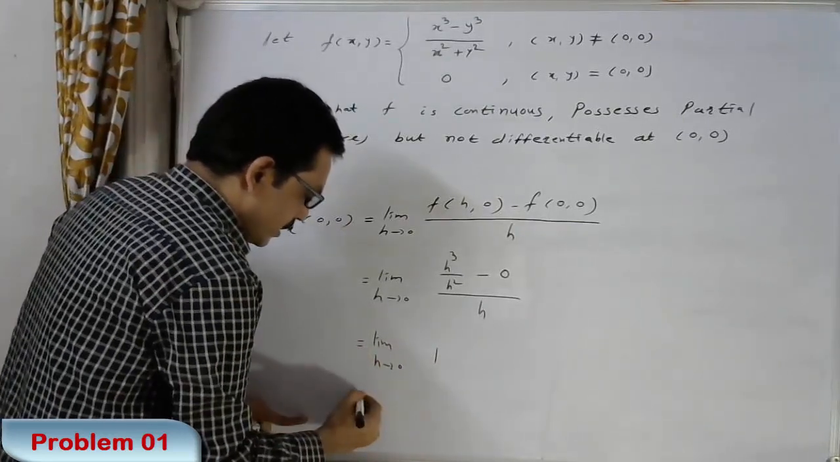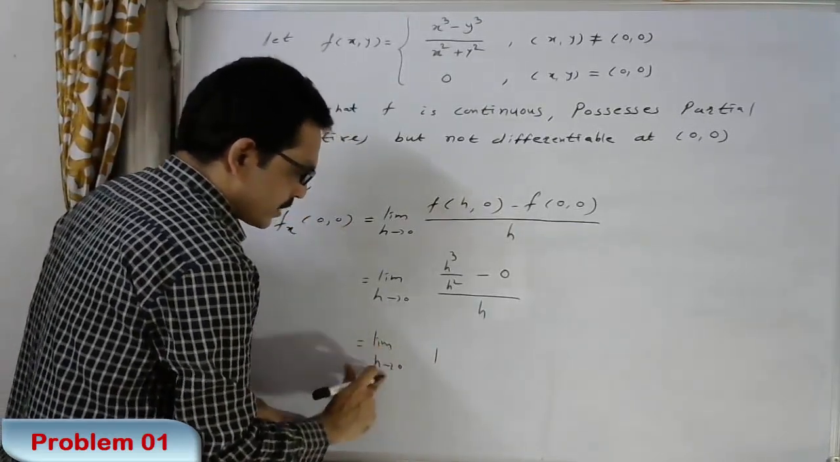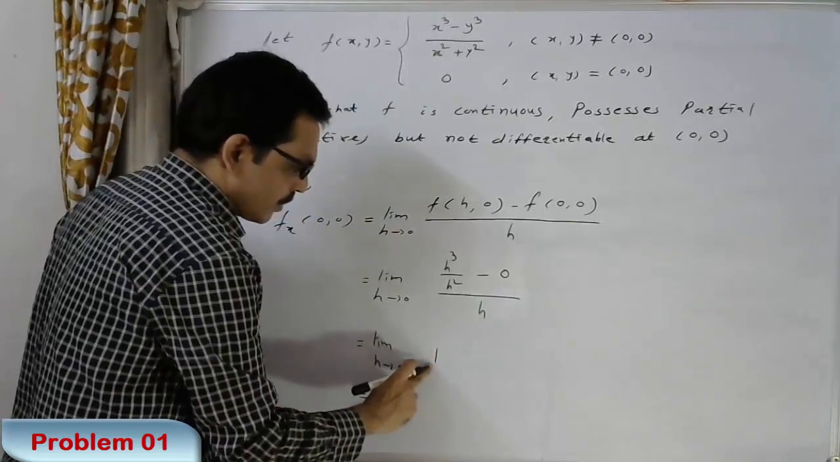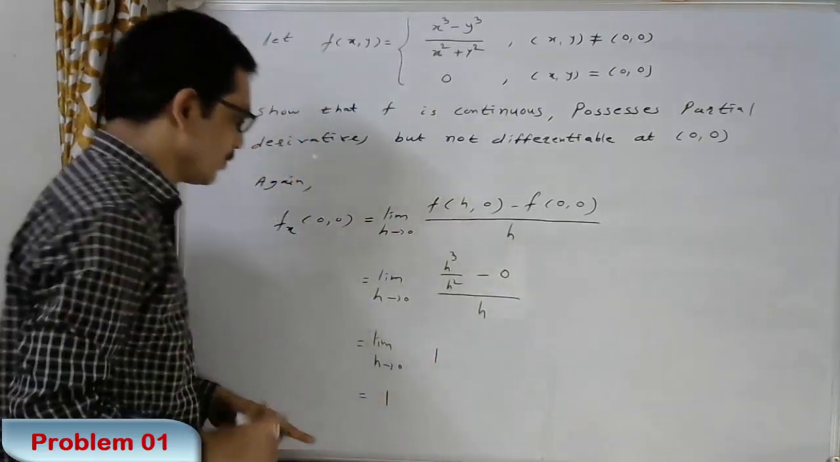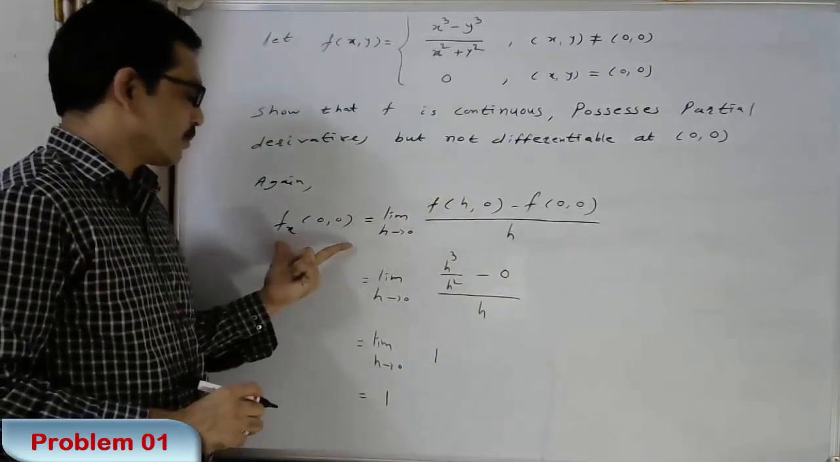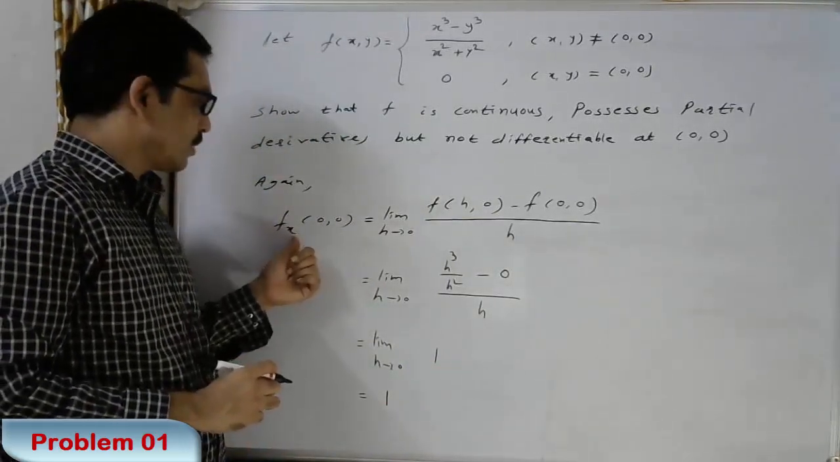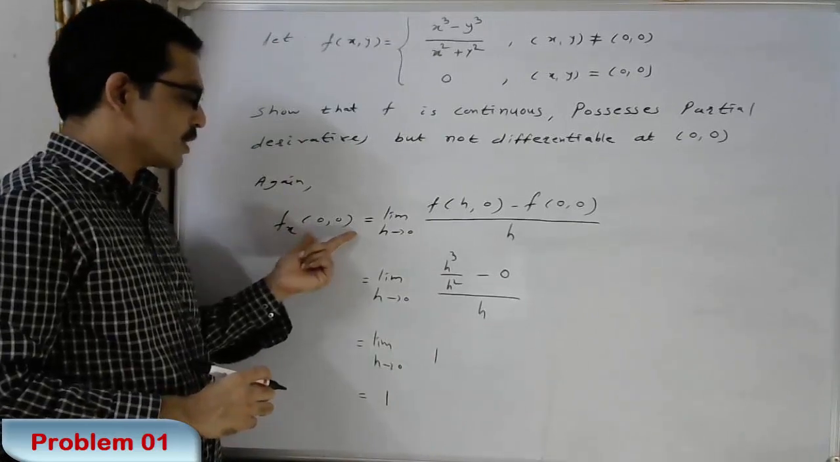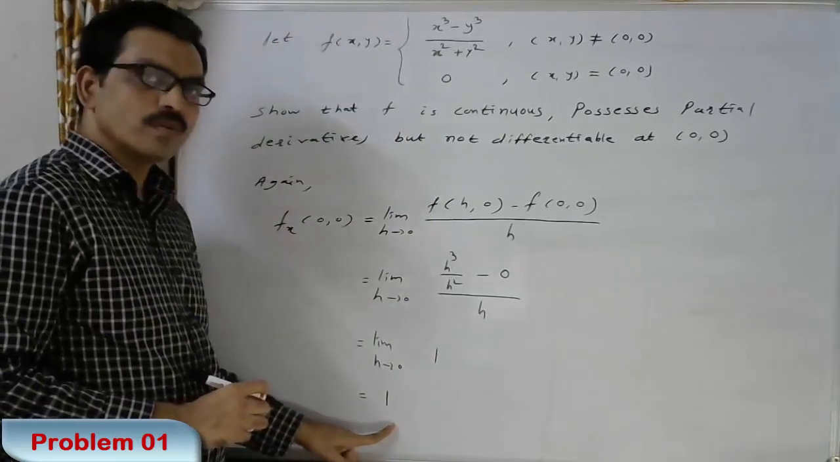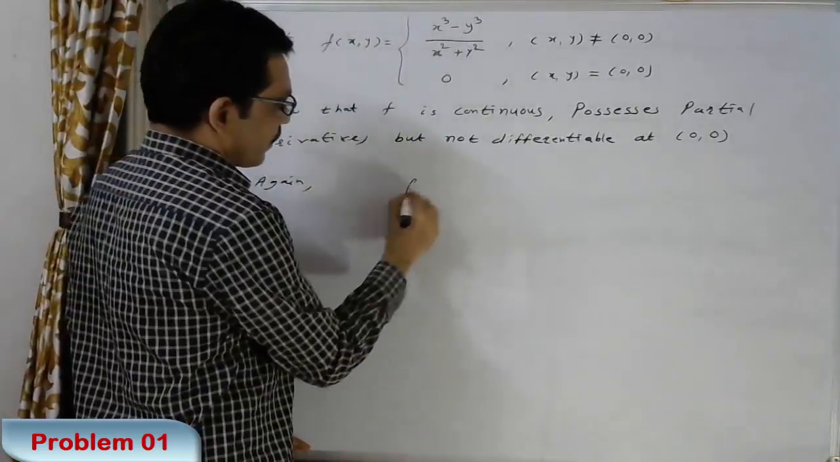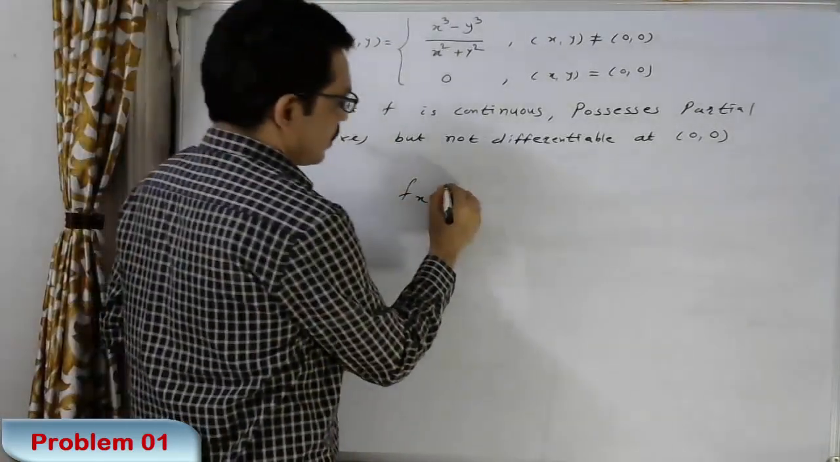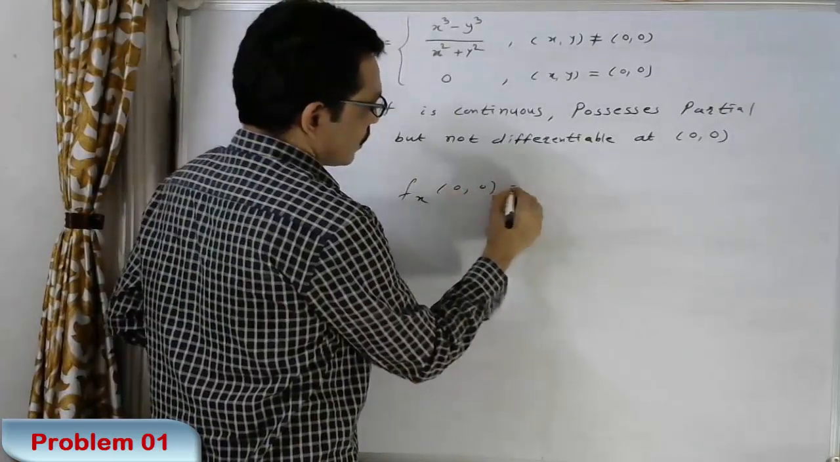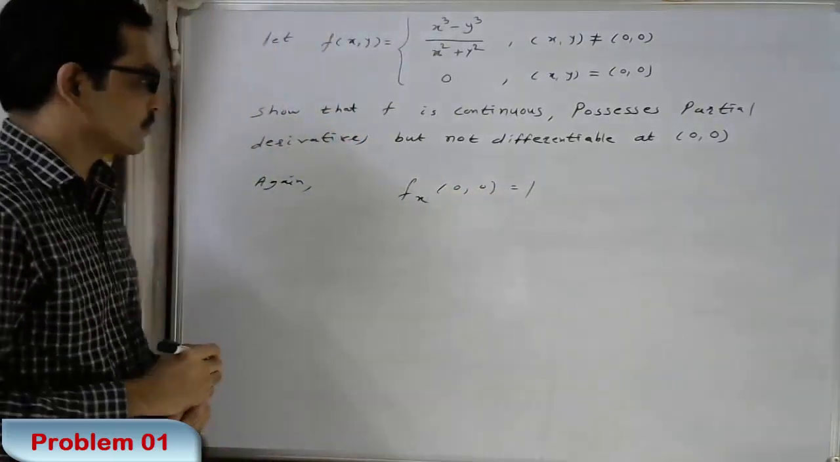Then this one is equal to, as a limit, s tends to 0. This one is equal to 1. The limit of 1 as s tends to 0 is equal to 1. Therefore here, the partial derivative of the function f with respect to x at the point (0, 0) is equal to 1. Therefore, fx at the point (0, 0) is equal to 1.